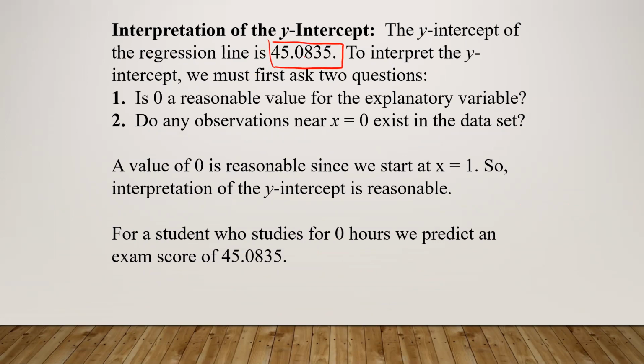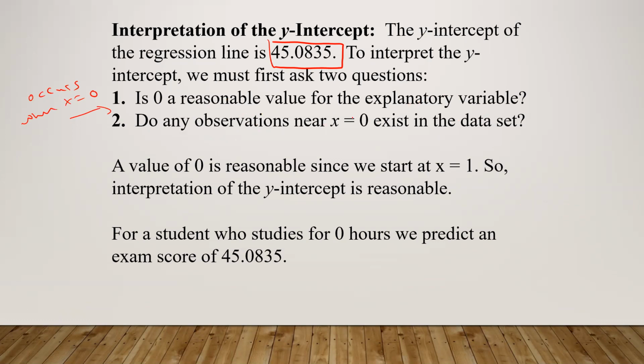Okay, it's 45.0835. So when you go to interpret an intercept, you have to ask yourselves the following questions. The y-intercept occurs when x is equal to 0. So is 0 a reasonable value for the explanatory variable? So meaning, can somebody study for 0 hours? Yeah, sure, I wouldn't recommend it.